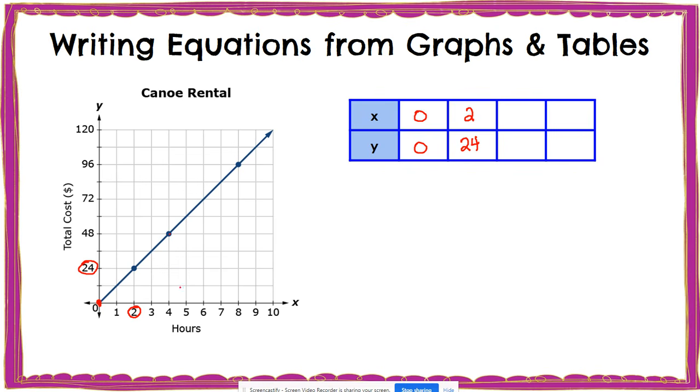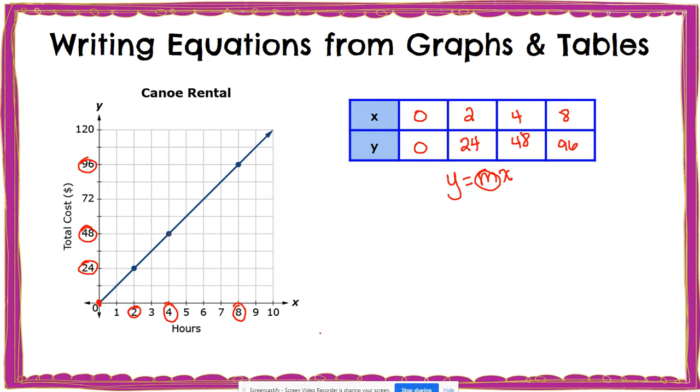My point right here has an x value of 4, and it has a y value of 48. And then this point has an x value of 8 and a y value of 96. I can see from my graph that this is a proportional relationship, and I know that because it's a straight line that goes through the origin. So to write my equation, I know that my equation is going to be in the form y equals mx, but I need to find m.